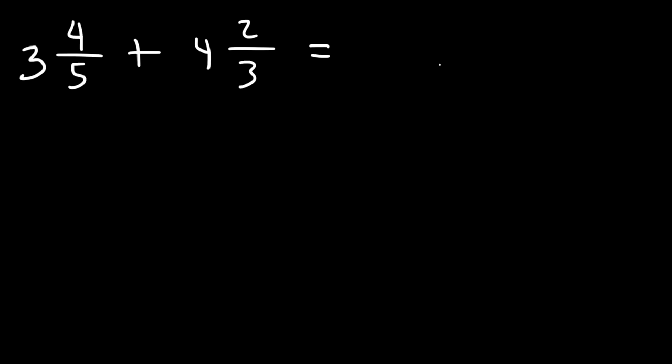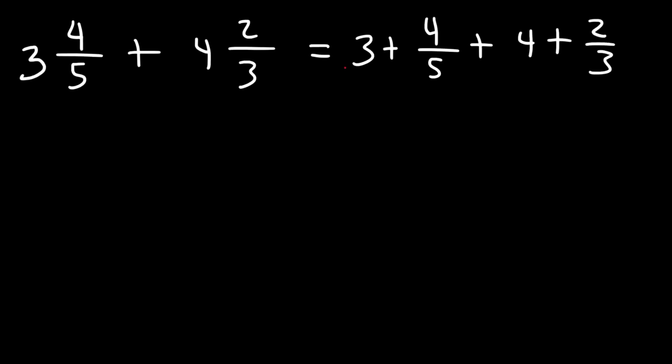So what we're going to do is expand our expression. So 3 and 4/5, we're going to write it as 3 plus 4 over 5. And 4 and 2/3, we're going to write it as 4 plus 2 over 3. Now let's focus on adding 3 and 4 together. So 3 plus 4 is 7.